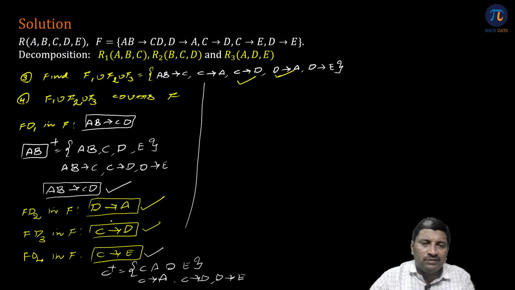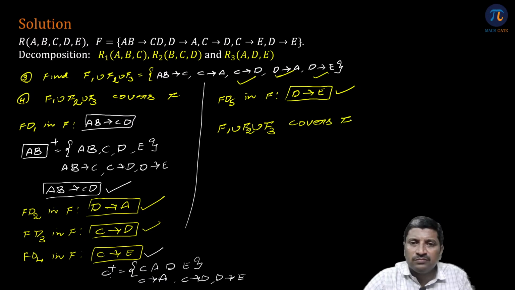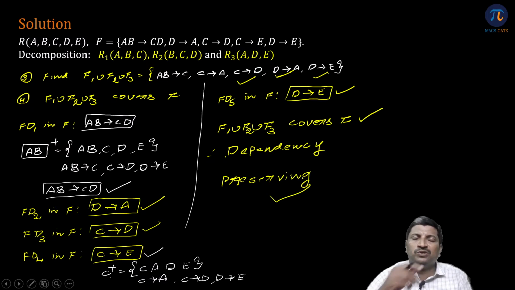The last FD is D implies E. D implies E is directly present, right? So what is our conclusion? This union covers all the FDs in F. So it is dependency preserving. That means this decomposition satisfies the dependency preserving property. Hope I understood it.